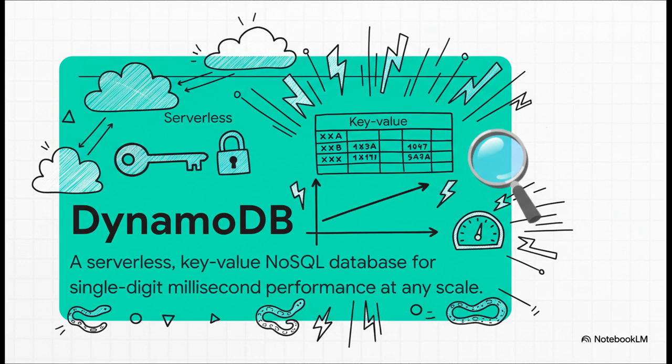Single-digit millisecond performance at any scale. That's the core promise, right? Your app should be just as snappy with a petabyte of data as it is with a tiny gigabyte.